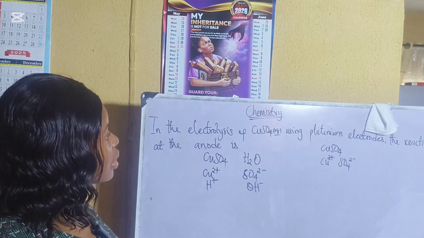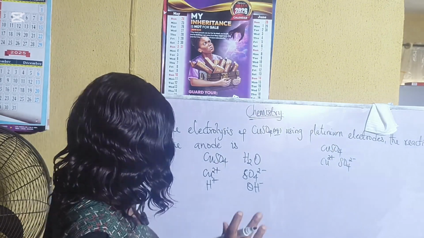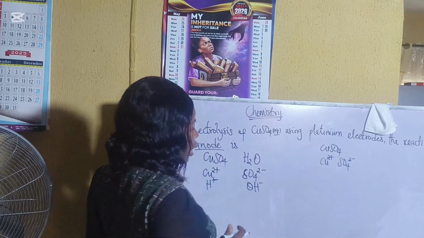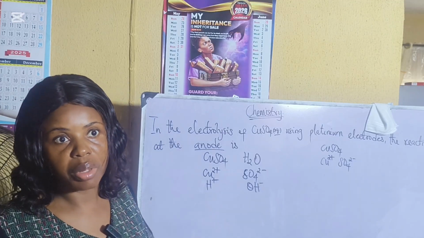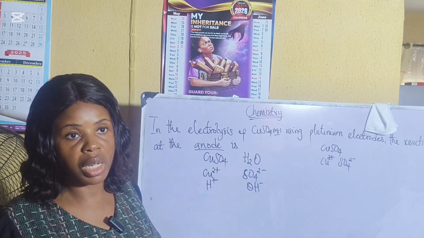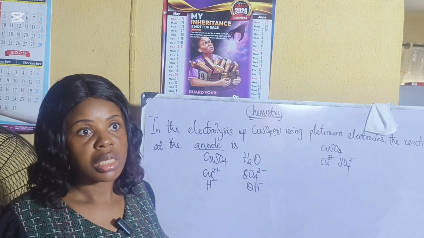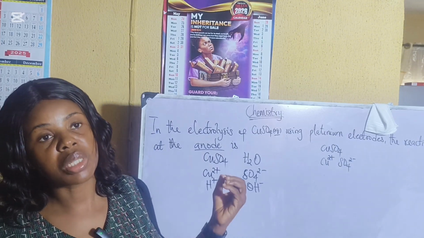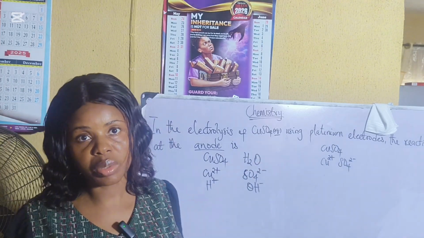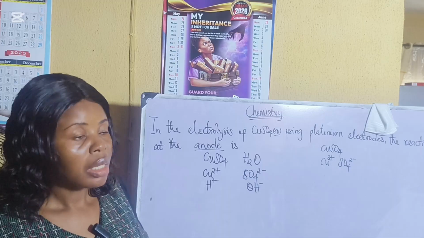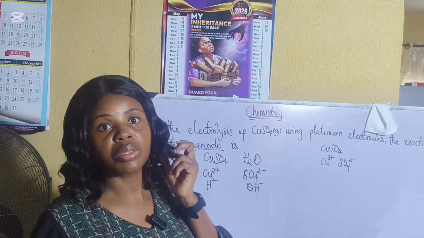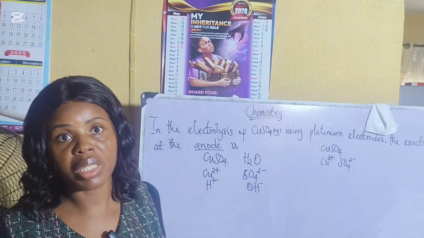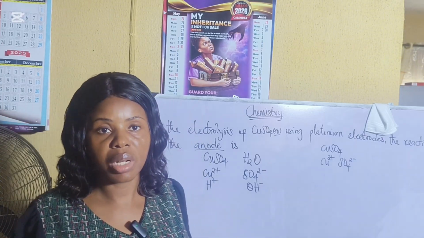So having said this, we are told here that we should look for the reaction at the anode. There are things that you should know about the anode. What are the things I know? I know that the anode is a positive electrode, and it is the electrode through which the electric current enters into the electrolyte. Then we have the cathode as the negative electrode by which the electric current leaves the electrolyte.